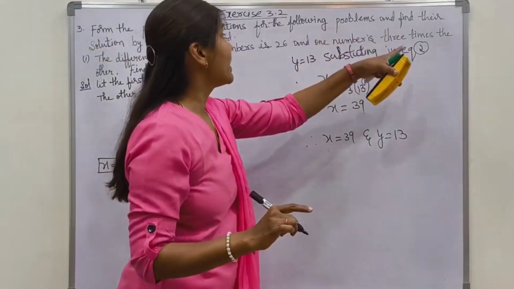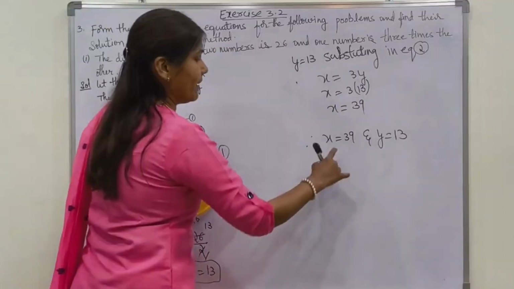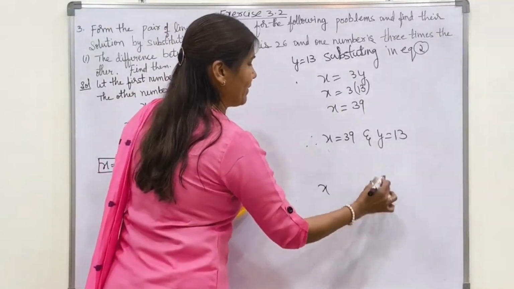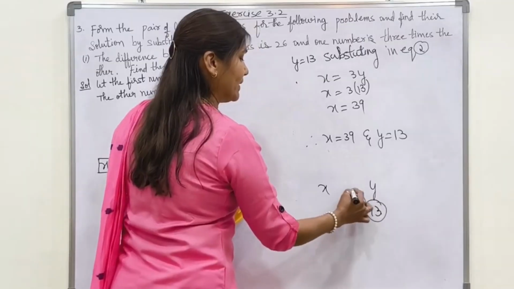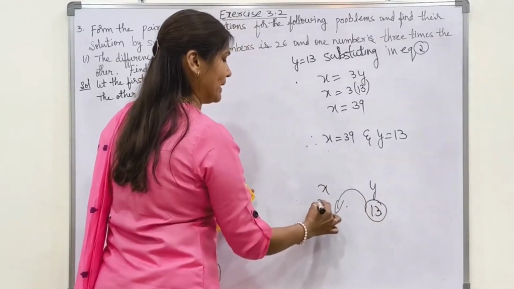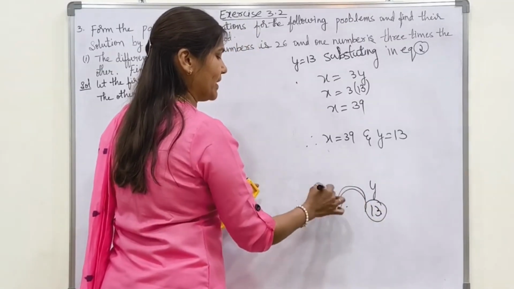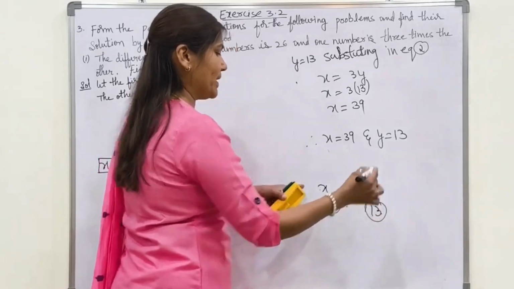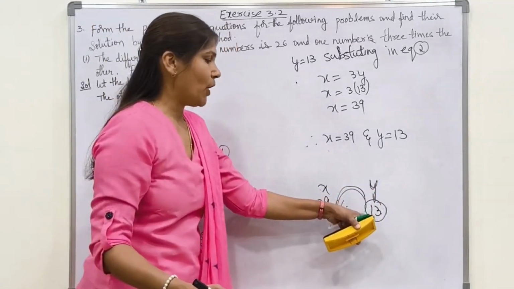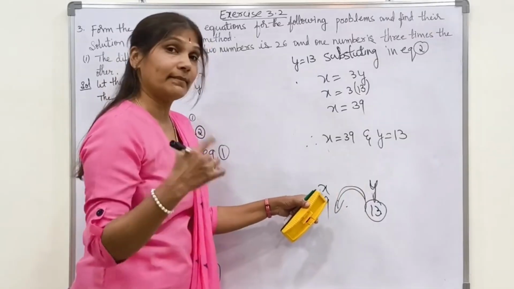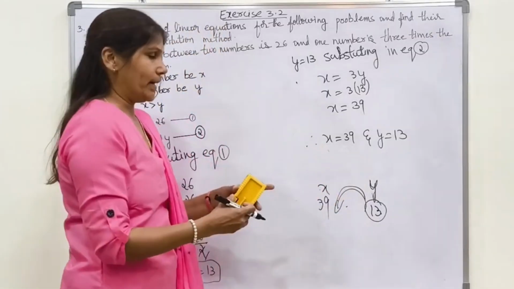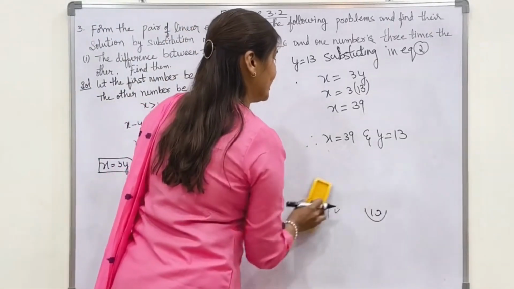See here, one number is 3 times the other. First number we are taking, second number we are taking. What is the smaller number? 13. Compared to this, the other is 3 times. 3 times 13 is 39. X is the big number, y is the small number. The big number is 3 times the small number. 3 times 13 is 39. So our answer is correct.